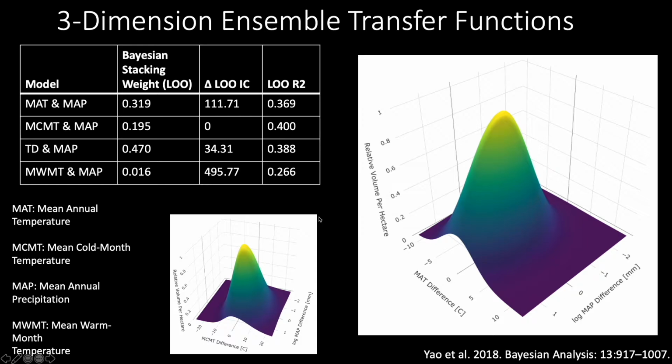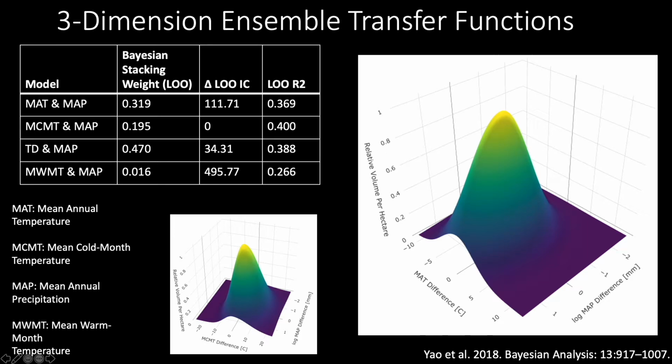So this is a look at the transfer functions currently used in the climate adapted seed tool. It's limited to three-dimensional functions because of the correlation between these different climate variables. You don't want to include two highly correlated variables in the same model. And then we use multi-model averaging to create an ensemble model of those different models.